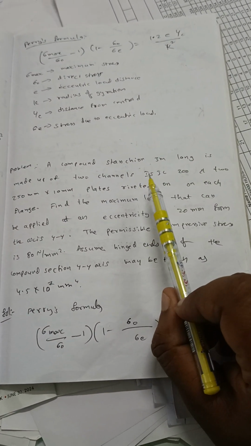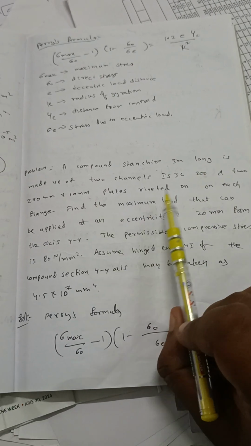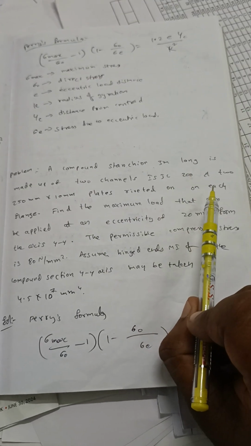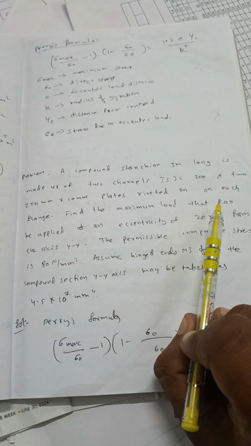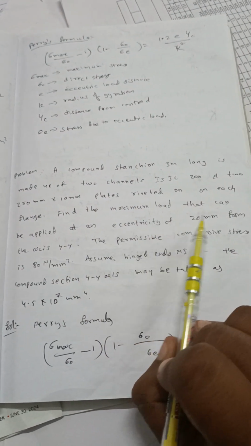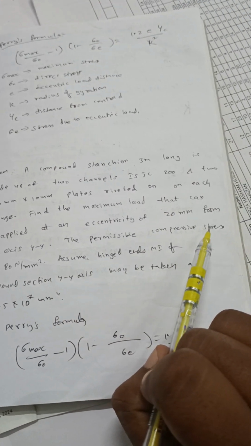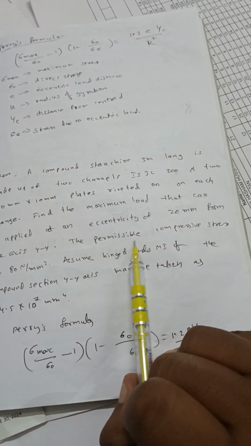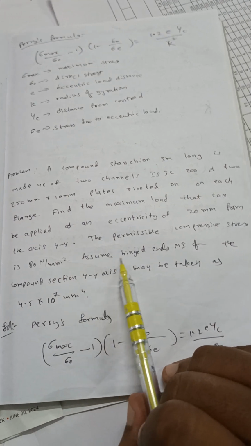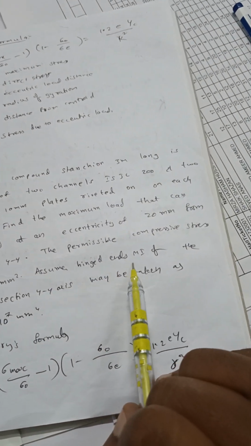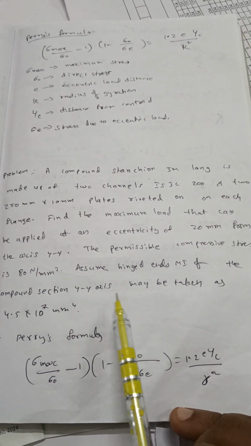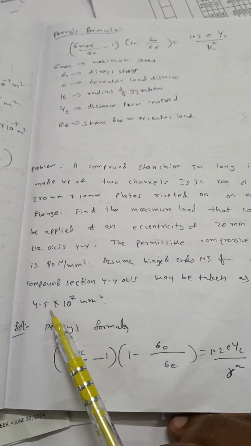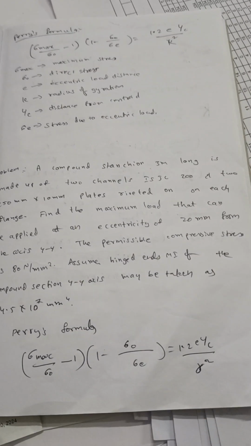A compound stanchion 3 meter long is made up of two channels ISJC 200 and two 250 mm by 10 mm plates riveted on each flange. Find the maximum load that can be applied at an eccentricity of 20 mm from the axis YY. The permissible compressive stress is 80 Newton per mm square. Assume hinged ends. Moment of inertia of the compound section about the YY axis may be taken as 4.5 into 10 power 7 mm power 4. So this is Perry's formula.